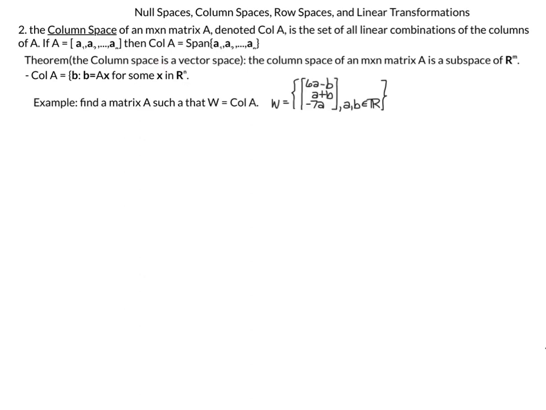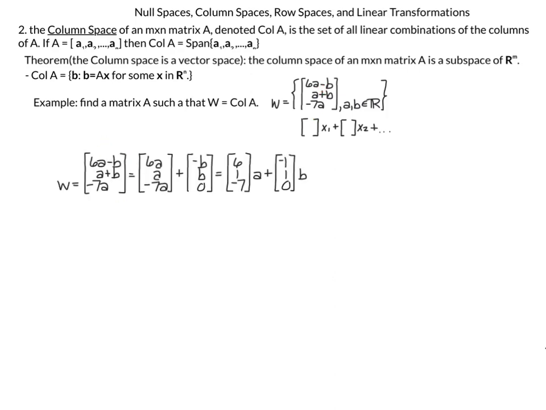This next example: find a matrix A such that W equals the column space of A. So W are vectors of the form 6A minus B, A plus B, and minus 7A. So we want a matrix A such that the column space looks like this. Since I want to make W look like a column space, I want to break it down into vectors times different scalars. So this form of W, I want to break it apart.